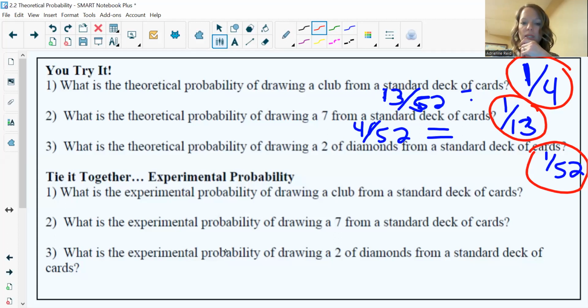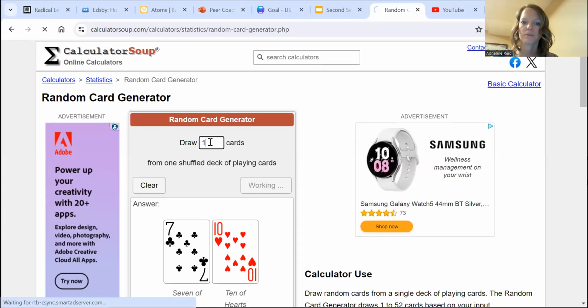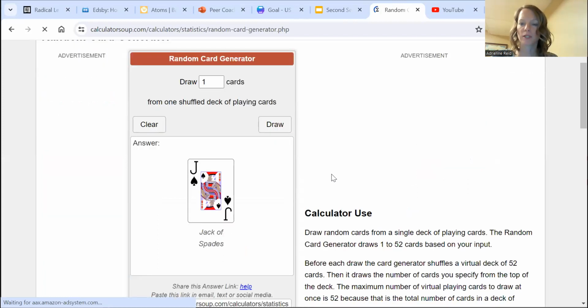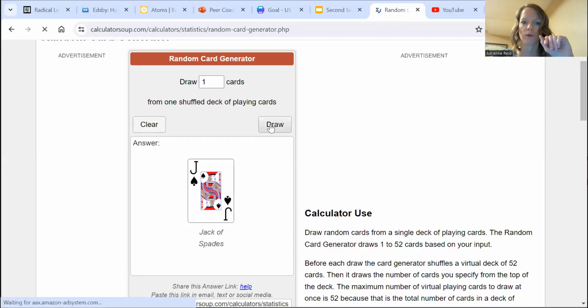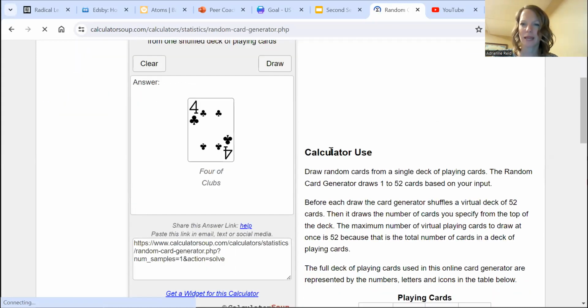So first you're going to grab the card generator. First thing I want you to do is, instead of it drawing 2 cards, change it to 1 and press enter. It'll reload that for you. Don't count this one as your first option. So the first thing that you're going to do, your lesson book asks you to think about the experimental probability of drawing a club. So club is the same as a clover. I'm going to just keep track of how many times I draw on my finger. So I'm clicking draw for the first time. I got a club. So that happens 1 out of 1 time, 100% of the time.